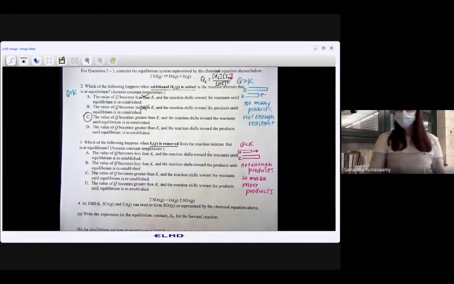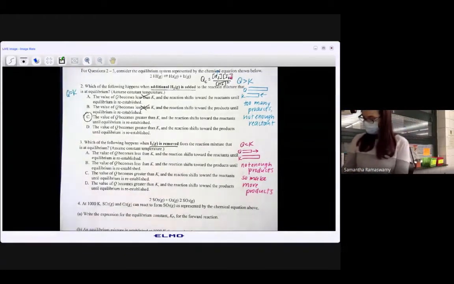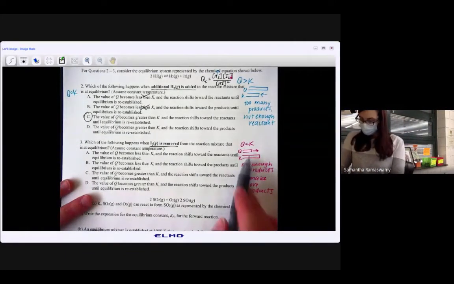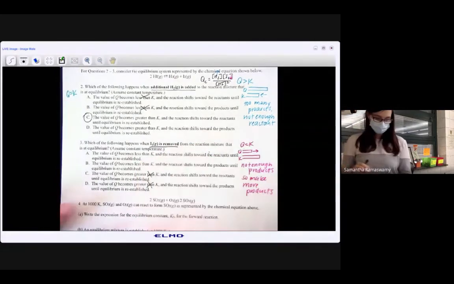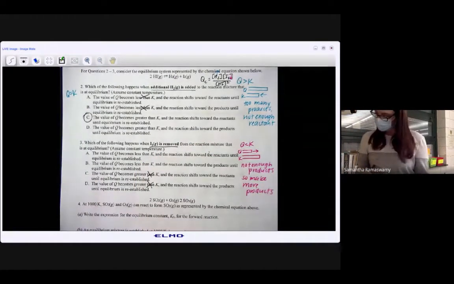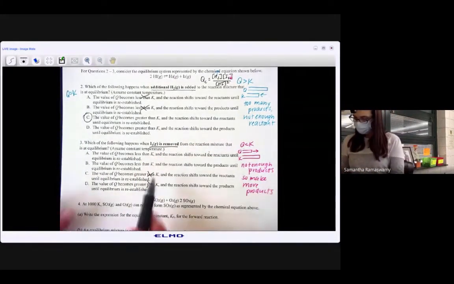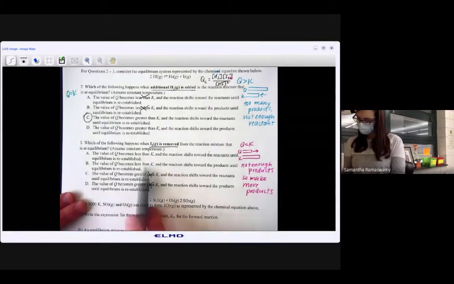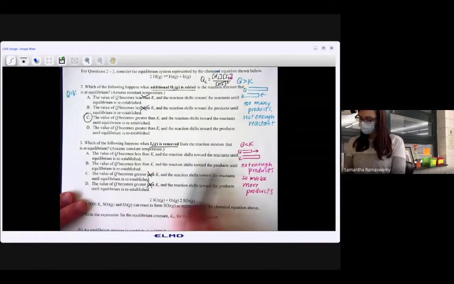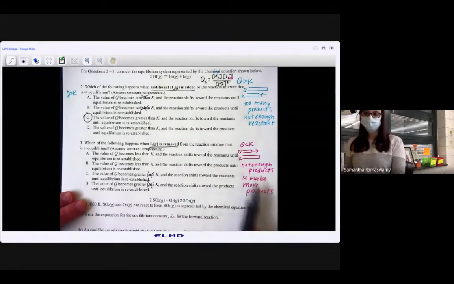Let's look and see. First, I know that Q is less than K, so I can eliminate C and D. Then we read the rest. Q is less than K in both of these. Reaction shifts toward reactants or products. Well, we said there's not enough products, so it's going to shift to the product side. That's B.